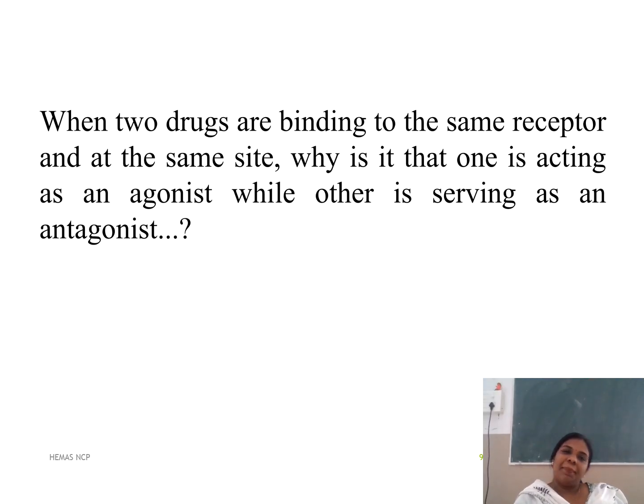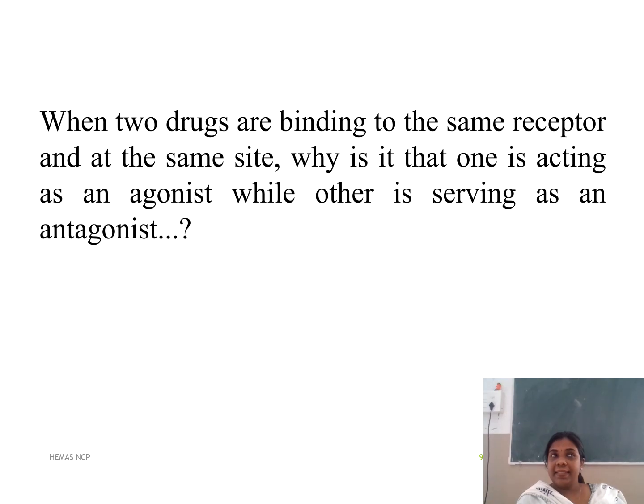So coming to this kind of question, the molecular explanation: when a drug binds to a receptor, it may cause a conformational change, that means a shape change may occur in the receptor. If it is an agonist, it will stabilize the active form of the receptor, trigger signal transduction and produce the cellular response.